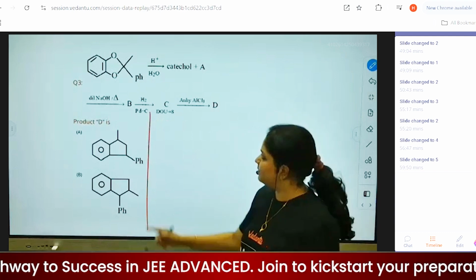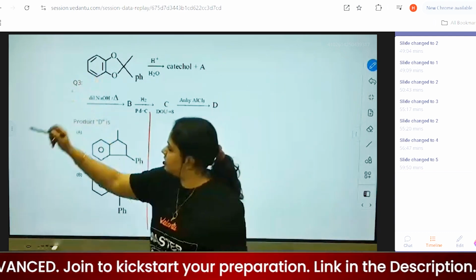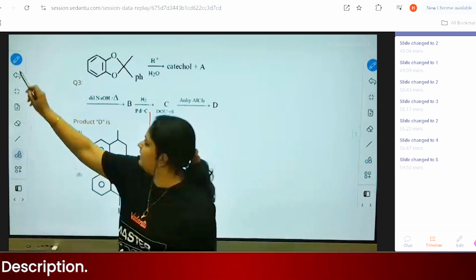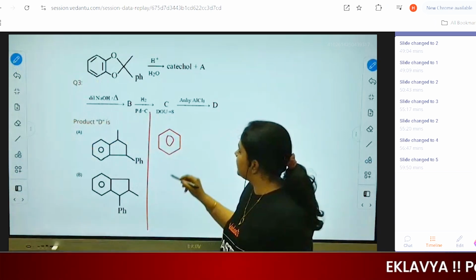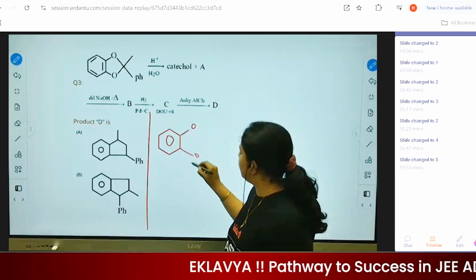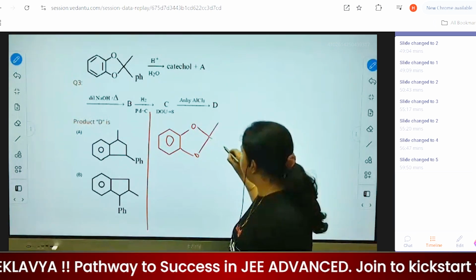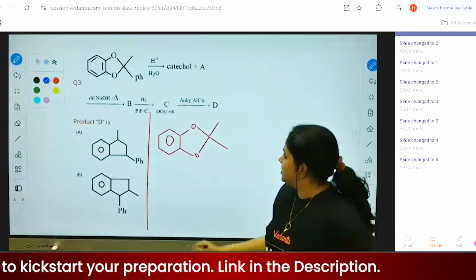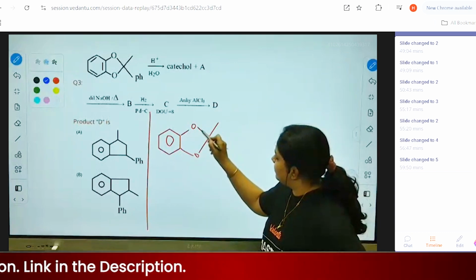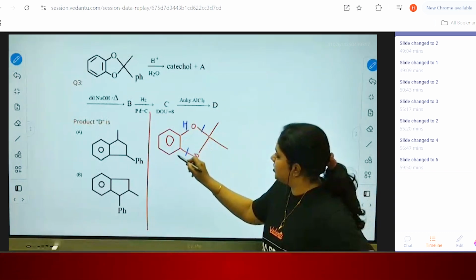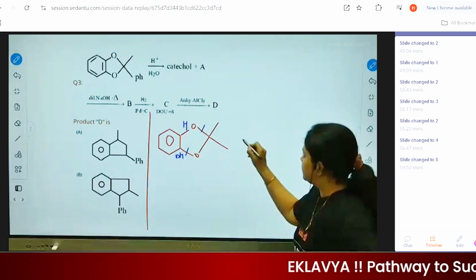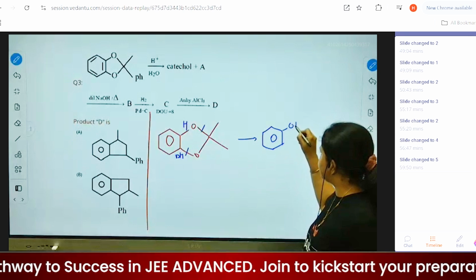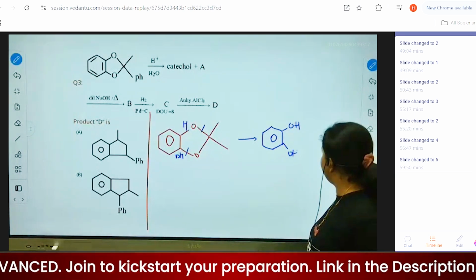So firstly, let me do the hydrolysis of that one. This is the benzene ring which I have. So this is O, this is O, this is the compound. If I have to do the hydrolysis, let me change the color. In this one, let me break this. I will break it here, and here, H here, OH here. So this is giving catechol. Yes, this is catechol.